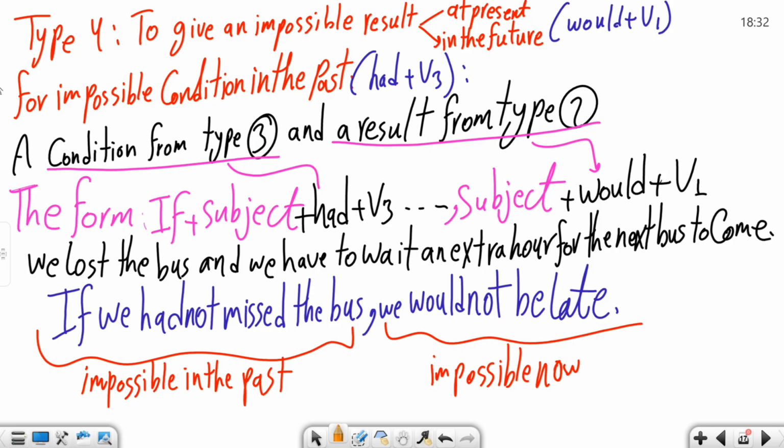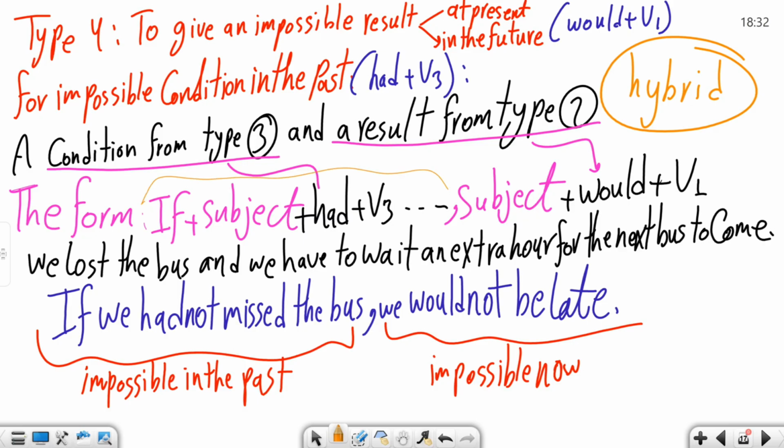Type 4, as I would like to call it, is a hybrid conditional sentence. What do we mean by hybrid conditional sentence? Let's say that a conditional sentence, as we said before, is two parts. The first part is called the if clause, and the second one is called the result or the main clause. In here, my friend, the if clause or the conditional clause is from type 3. So we use past perfect.